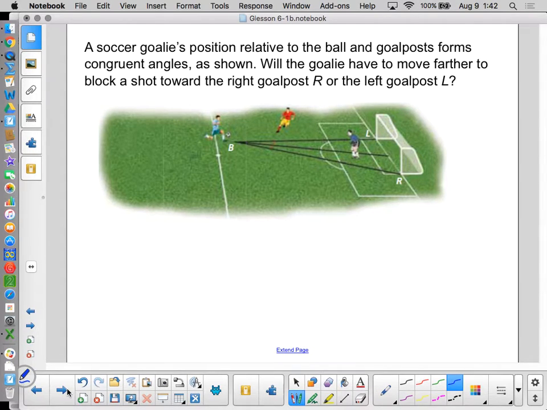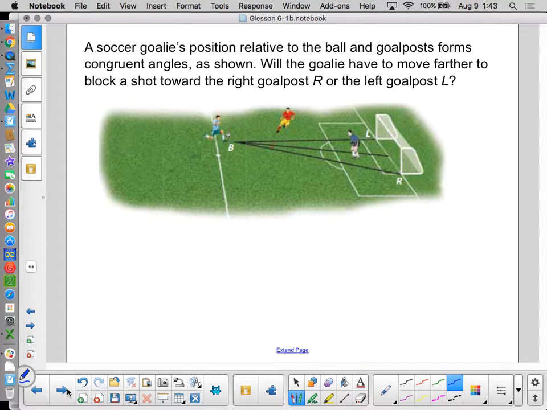A soccer goalie's position relative to the ball and goalpost forms congruent angles, as shown. Will the goalie have to move farther to his left or to his right to block a shot that's coming in? Which way will he have to move? If the shot is going to be on net, which way will he have to move farther, left or right?